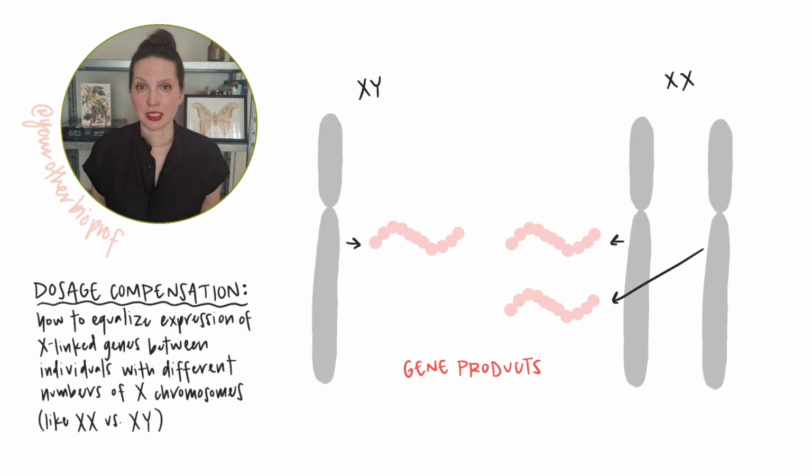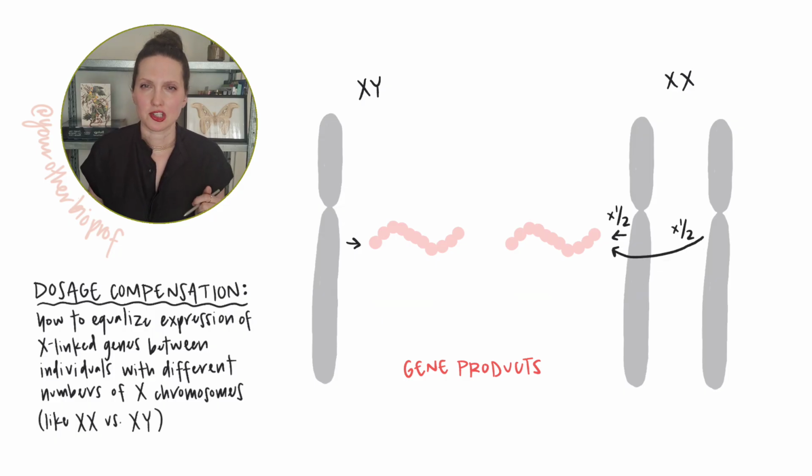How could you change expression to balance things out? Well, you could double expression of X-linked genes in an XY cell so that the one X produces twice as much product. That evens things out. Or you could cut expression in half in the XX cell. Both are strategies other animals use. But in mammals, we use X-inactivation.